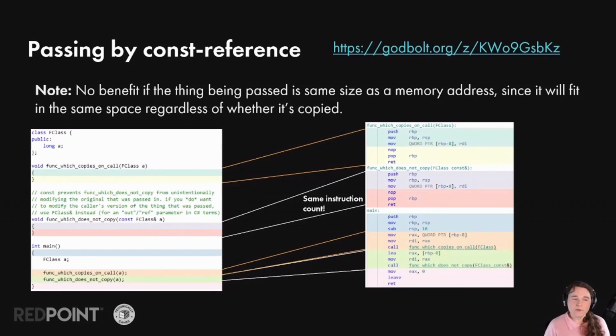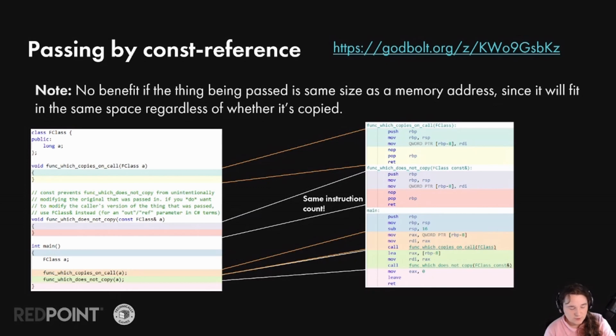Note that there's no benefit to passing things by reference if it's the same size as the memory address, because it'll fit in the same size when it's copied. In this case, we've got an F class, and it has a single 64-bit integer in it. Well, a memory address is just a 64-bit integer, right? So there's no difference in terms of how much memory is being copied, because in both cases, it's just a 64-bit integer.